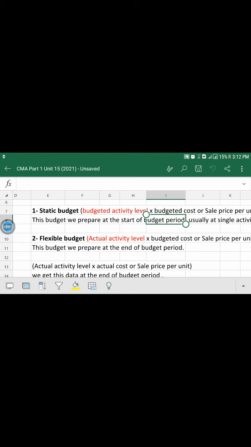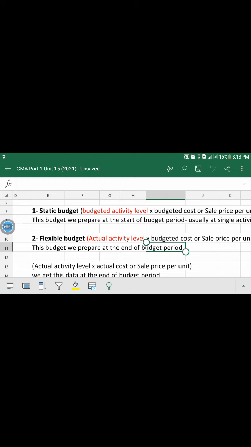But in the actual flexible budget, we see that only the activity level is changed. In the static budget, there is a budgeted activity level you are using, but in flexible budgeting they are using the actual activity level, how much they have actually incurred, how much result they have got. But there is no difference between the budgeted cost applied in the flexible budgeting and the standard budgeting.